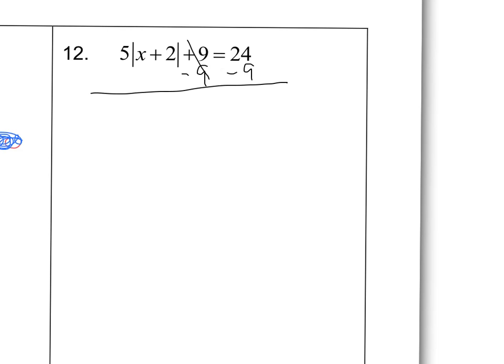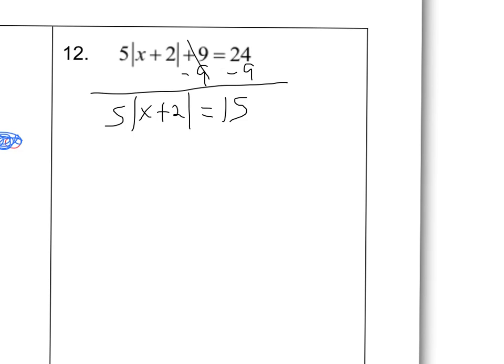So let's take a look here. We cross out those 9s. That brings down 5 times the absolute value of x plus 2 equals 24 minus 9, which is 15. So now we've got this problem, 5 times the absolute value of x plus 2 equals 15. We still don't have the absolute value isolated, so we have to get rid of this 5 now.